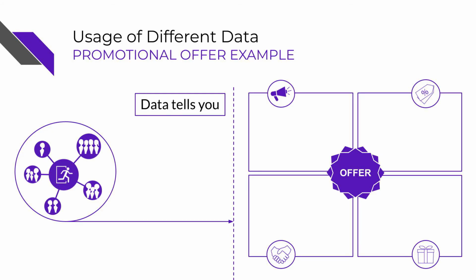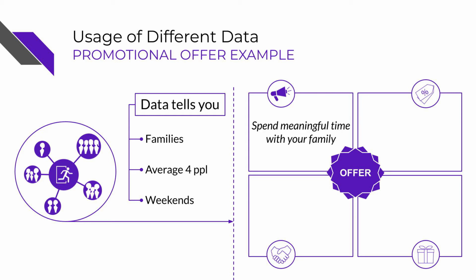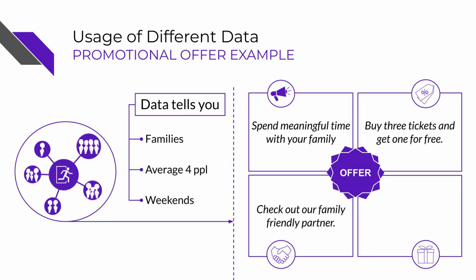Let's say that you segmented family visits with an average group size of 4 people and mostly weekend visits. Then your message should be talking about the importance of family time. The discount you offer then could be the earlier mentioned buy 3 get 1 free deal. The cross promotion should recommend a family-friendly place, and your memorabilia should be something that commemorates their family time, like a photo frame.